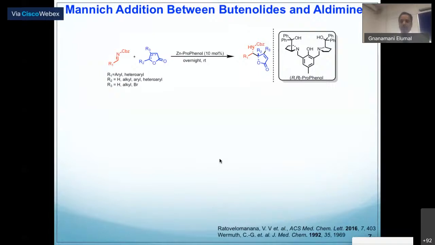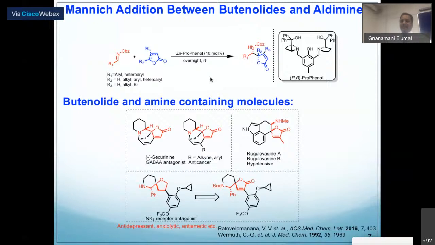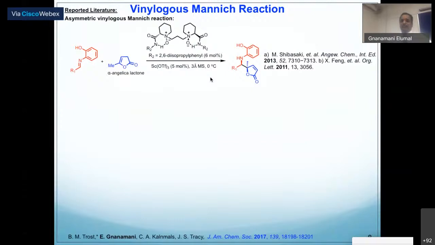Using those types of chiral ProPhenol ligands, the first reaction I chose is the Mannich addition of butenolides to imines to get the Mannich addition product. If you look at the literature, there are several chiral molecules containing butenolide with an amine functional group. Still, most of the molecules are synthesized by stereoselective synthesis, not enantioselective, or some of the molecules are still not yet synthesized in chiral version. So to overcome these issues, we thought of making those types of molecules using our chiral catalyst.